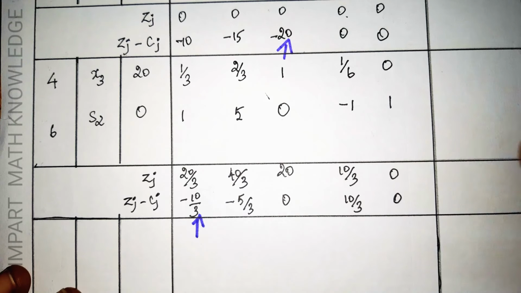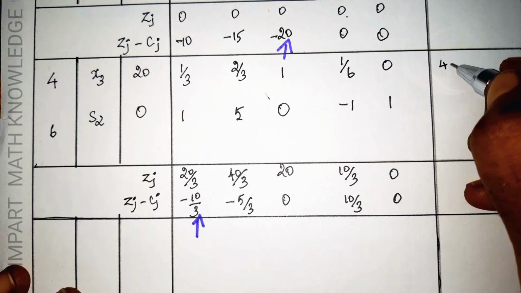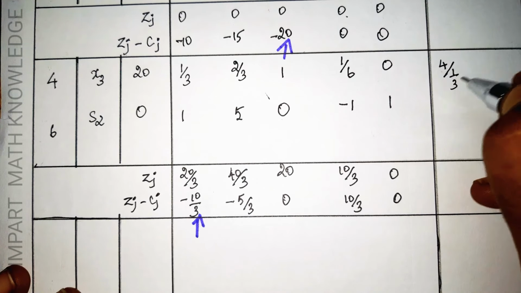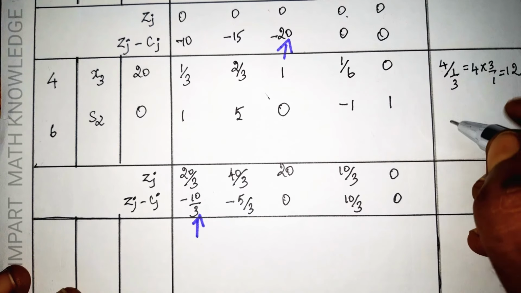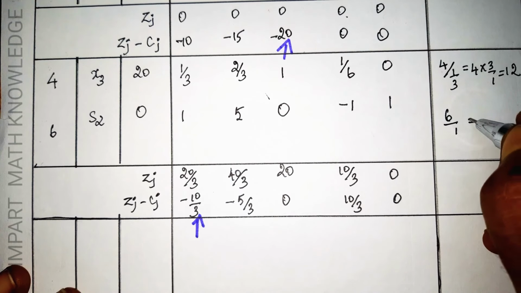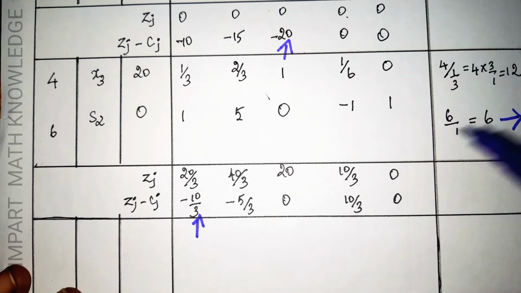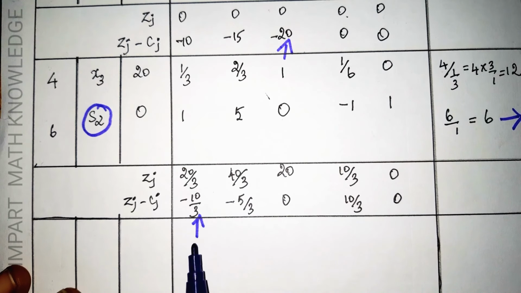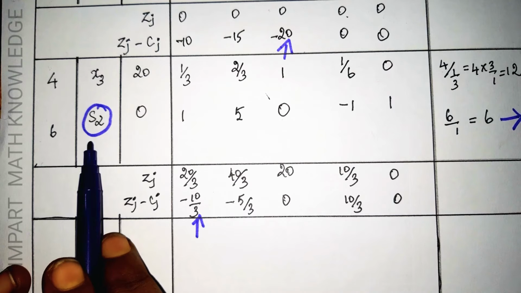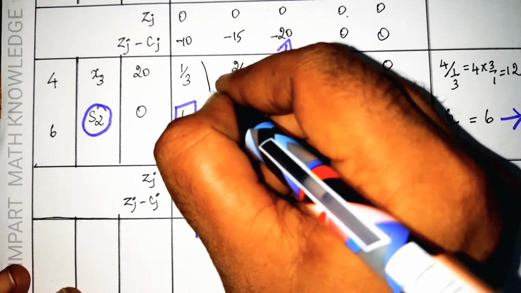For finding the leaving variable, we have to take the minimum ratio, that is constant value divided by incoming variable column. This can be written as 4 into 3 by 1, that is 12. The next one is 6 divided by 1, that is 6. Here the minimum ratio is 6. So you put an arrow mark like this. This represents the corresponding value S2 leaves the table. Entering variable is x1, leaving variable is S2. Now the intersecting point is 1. This is key column.